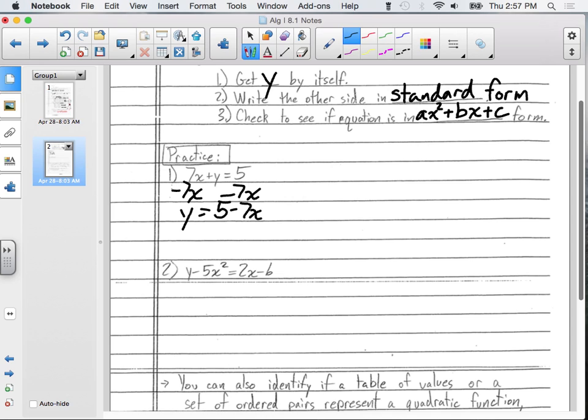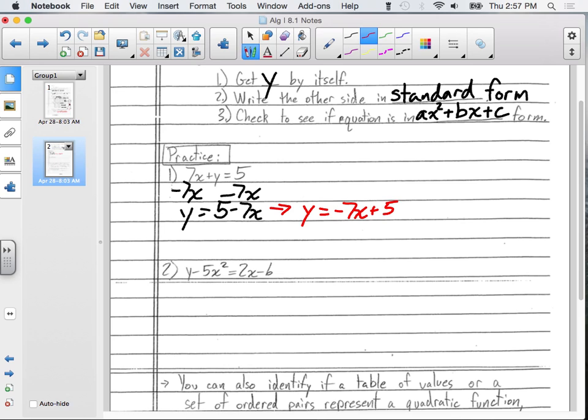No. So we'd have to rename it, that's when we write it in standard form, so y equals negative 7x plus 5, so it's greatest degree to least degree. Alright, so we have our equation, y equals negative 7x plus 5.